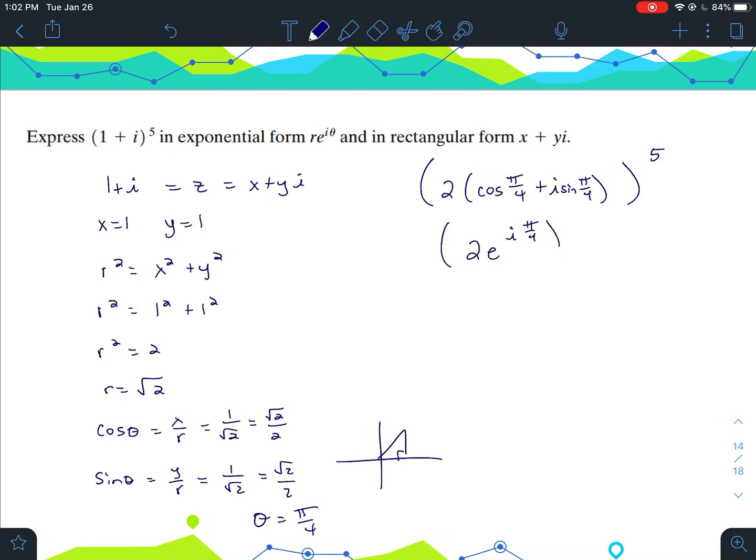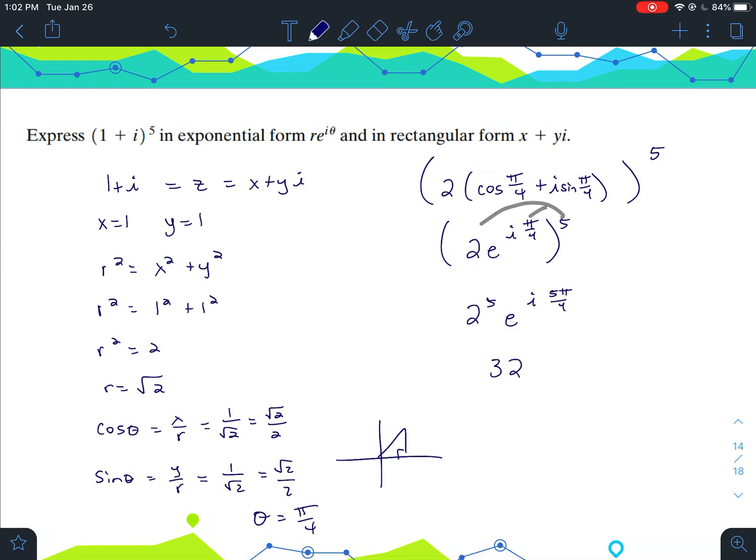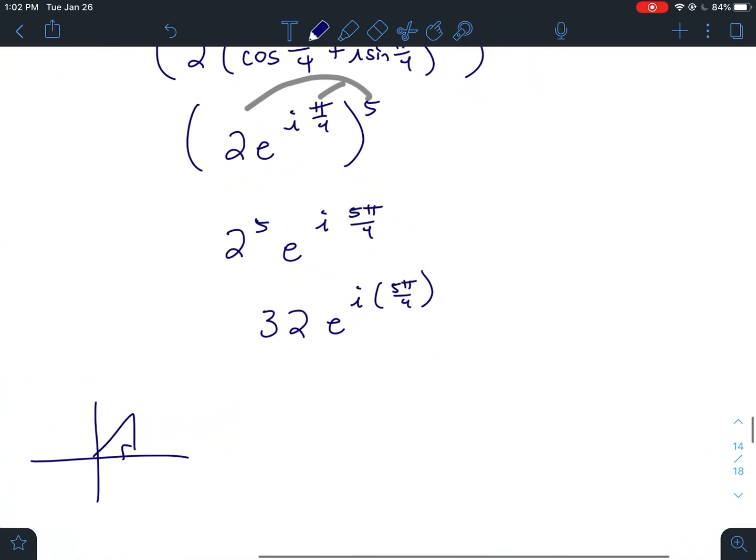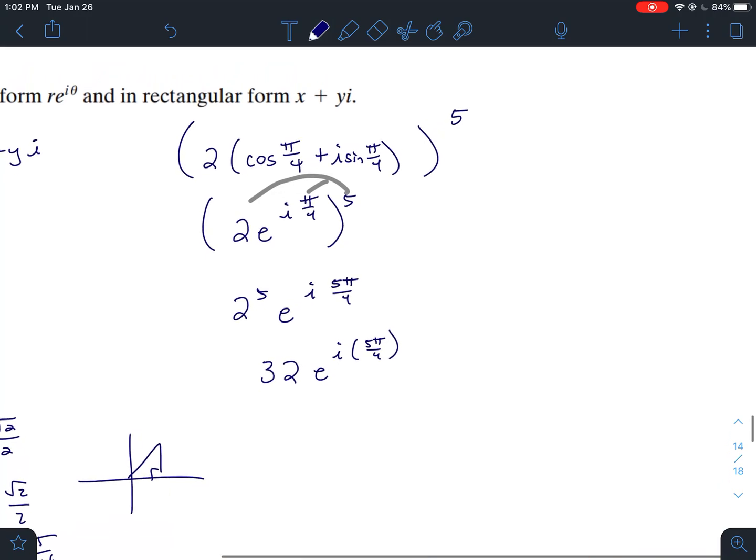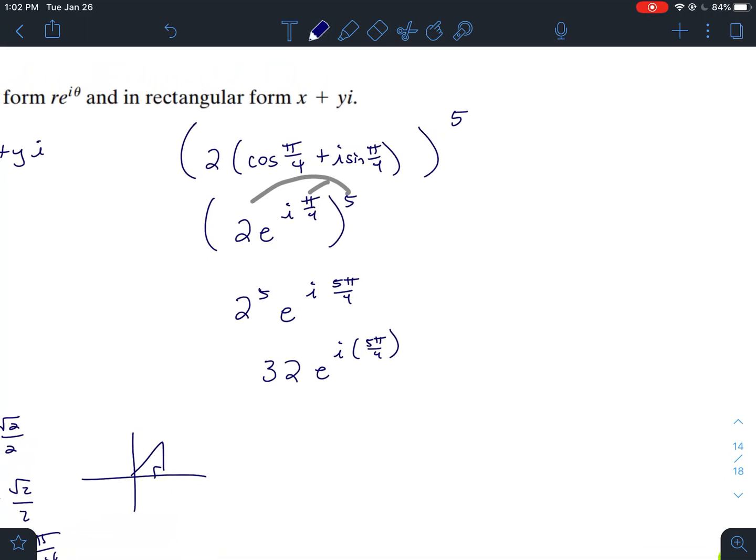2e^(i pi over 4), and then raised to the fifth power. So we could distribute in that 5, 2 to the fifth, and then e^(i 5 pi over 4). And 2 to the fifth is 32, so I have 32e^(i times 5 pi over 4). So that is in exponential form. And then if we put it back into polar form, remember you would add the angles. So this would be 32, and then we would have cosine 5 pi over 4 plus i sine 5 pi over 4.